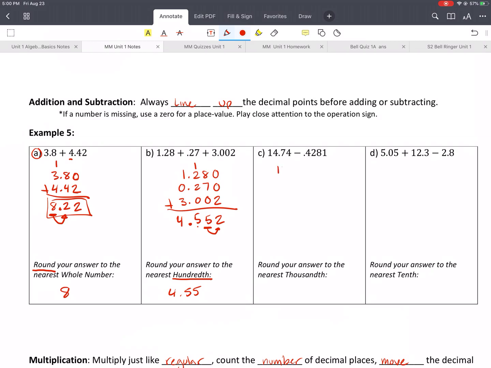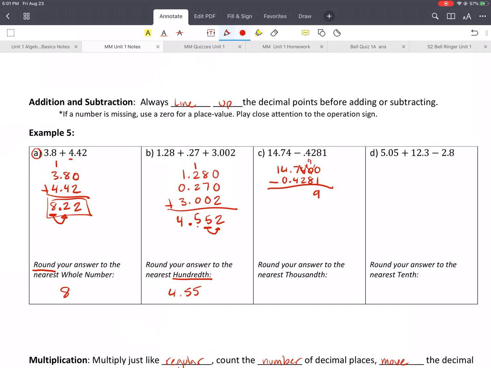Okay, I have another one, 14.74. Subtract 0.4281. So again, we would want to have those zeros. And especially like this is a little complicated, I would just use your calculator, okay? But you're going to need to borrow a number, okay? So here you need to borrow here to make that be a 10, and you need to borrow here to give this a 10. So when you do 10 minus 1 gives you 9.